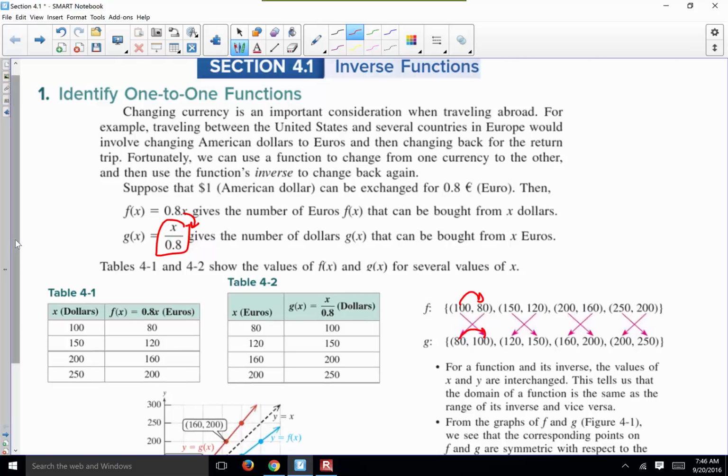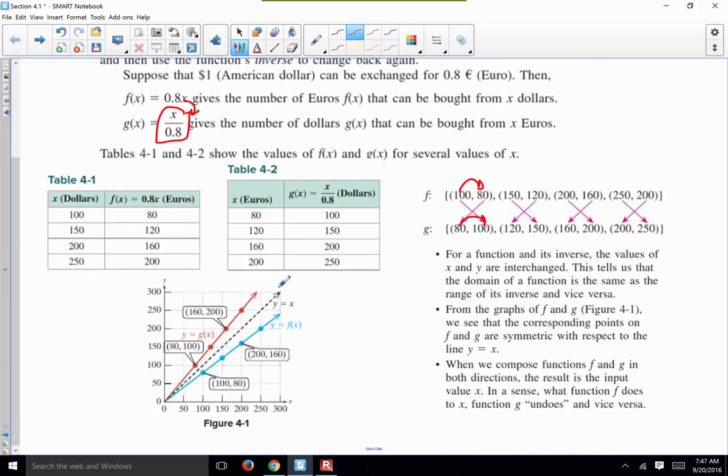When we take a look at the graphs of these functions, the original one is blue. The new one you just created is just the symmetry of the blue one across this dashed line, which is y equals x. Okay? Any questions so far? Alright.